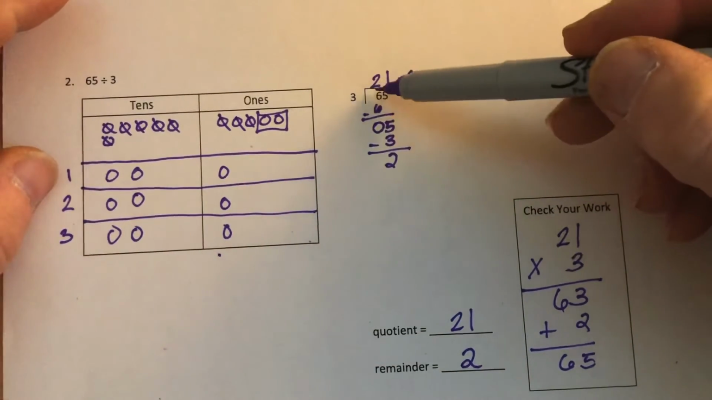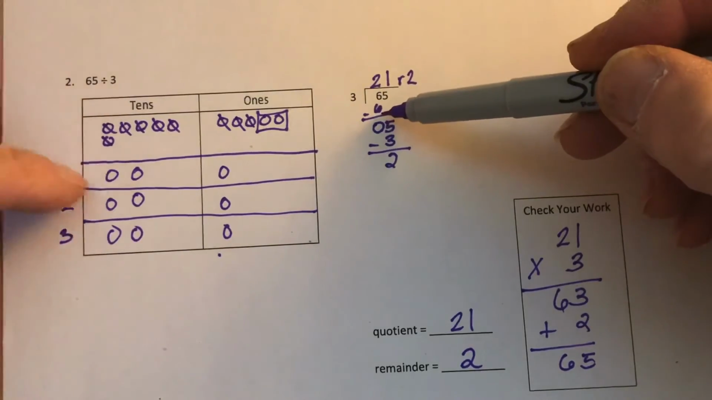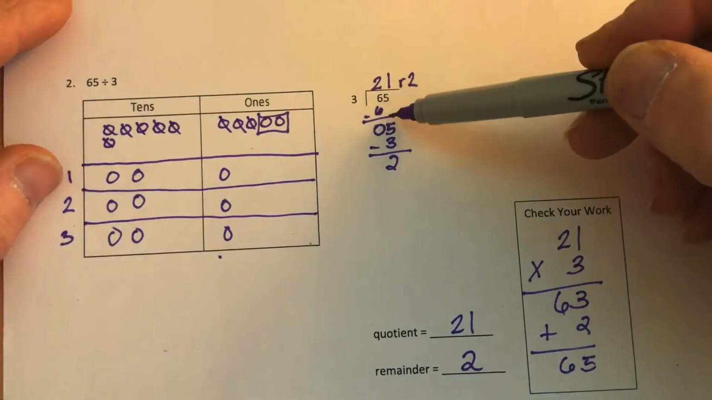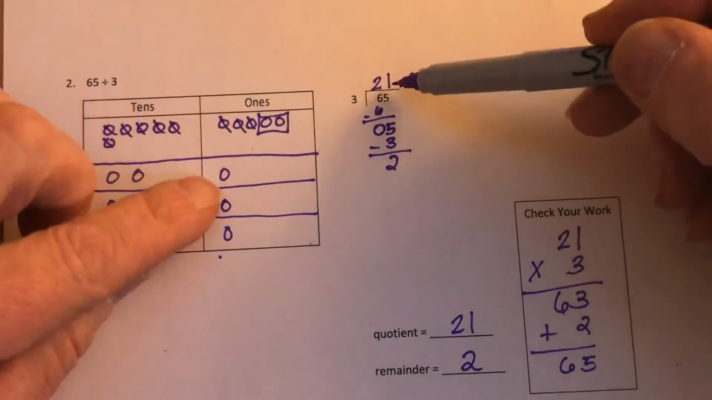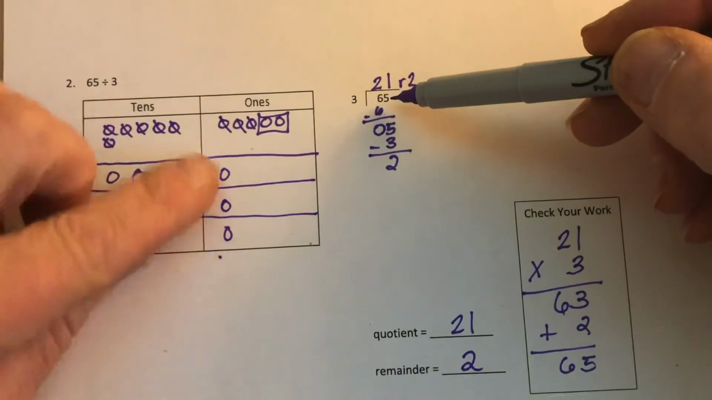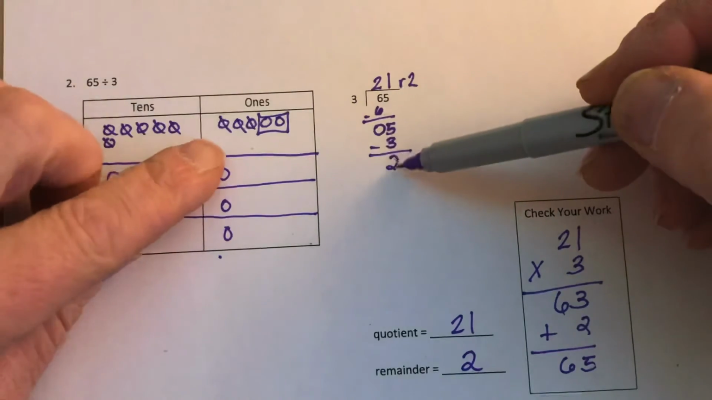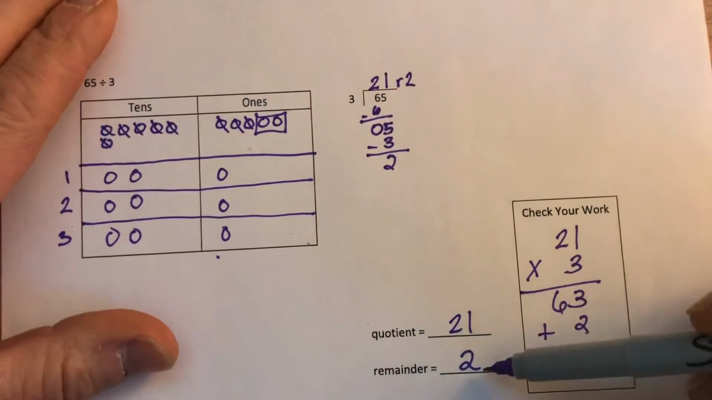So 3 fits into 6 2 times. 2 times 3 is 6. Okay, see that? 3 groups of 2. I subtract, I get 0. I bring down my 5 in the ones place because that's the next number I want to divide. 3 fits into 5 one time. I can only get 1 into 3 groups here. 1 times 3 is 3. Subtract, I get 2. So my quotient was 21 with a remainder of 2.